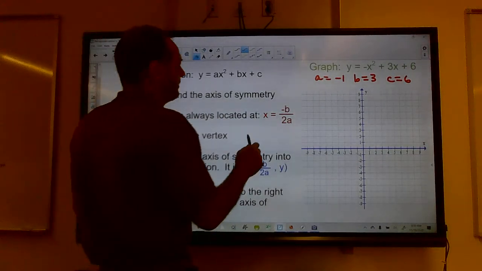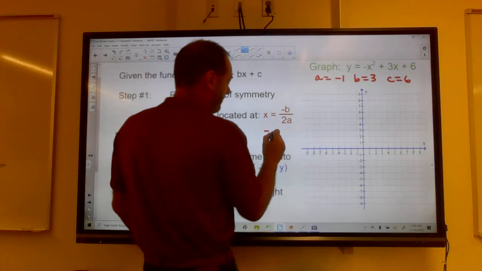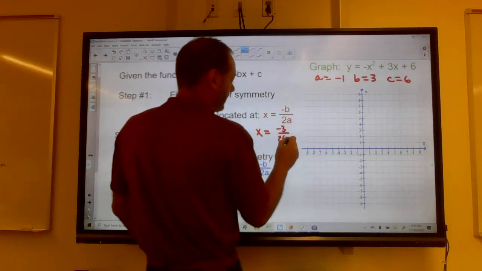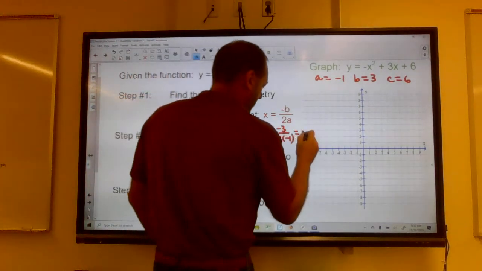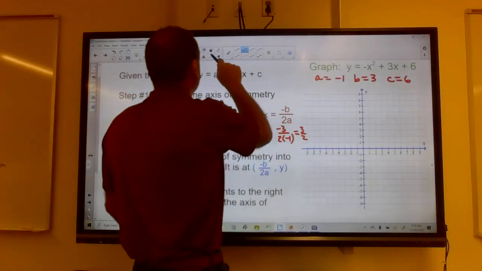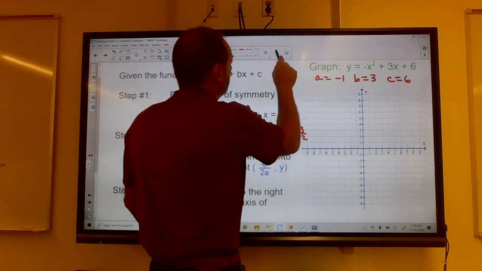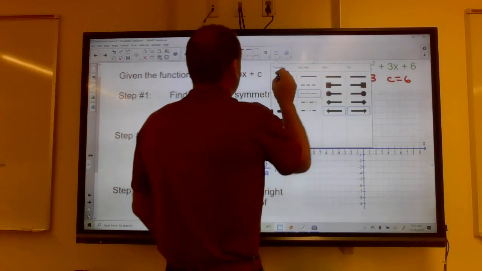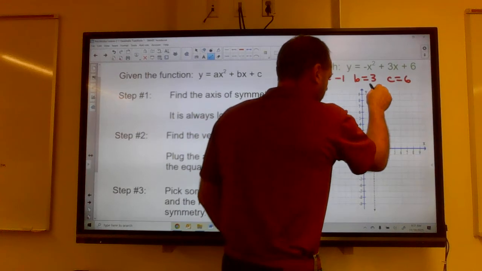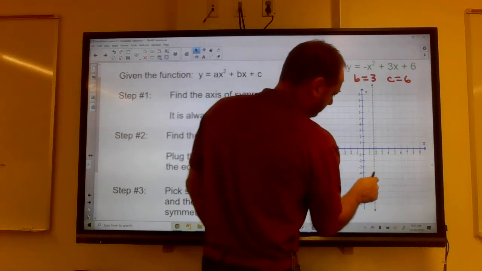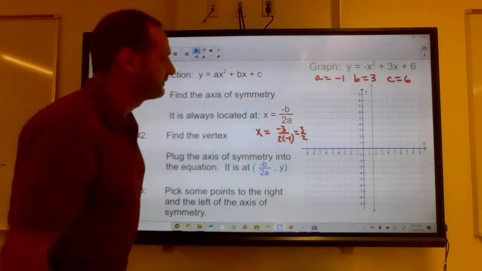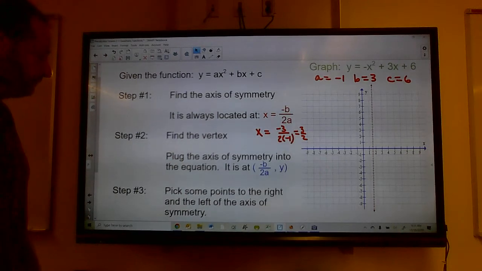So negative b over 2a, in this case, would be negative 3 over 2 times -1, which would be 3/2. All right, so what do I do with that? I go over here, and I'm going to put a line at 1.5. So that's pretty good right there. And we'll turn that thing red so it goes together. So there's my axis of symmetry.